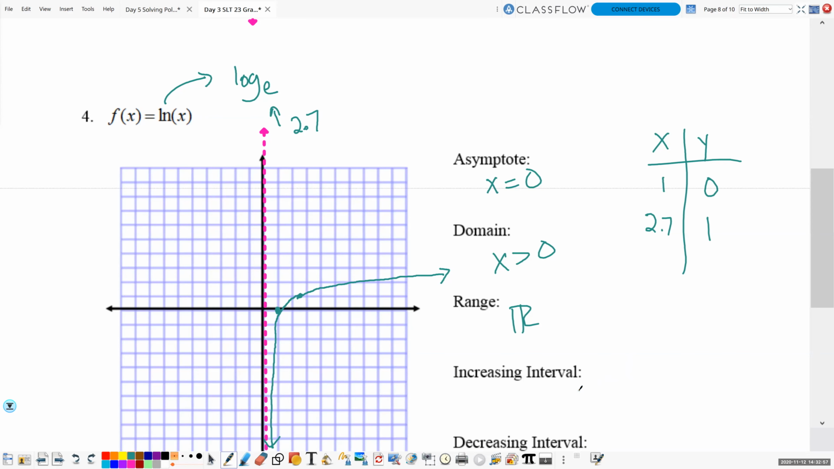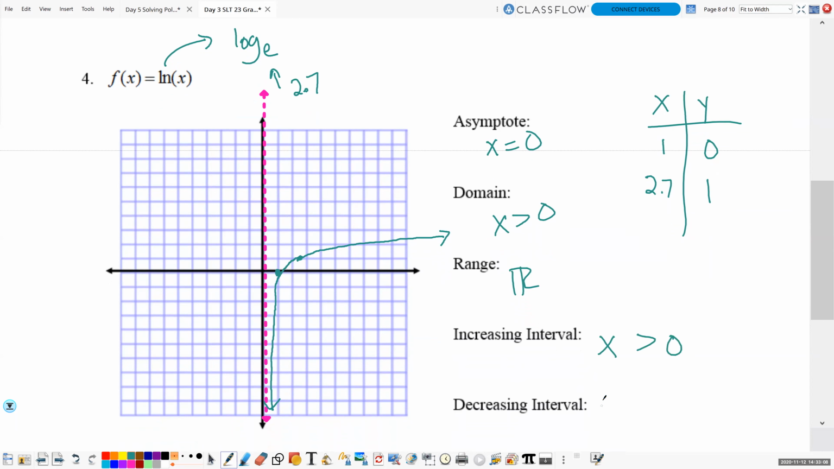Increasing. Is there any page you need me to flip back to? We went kind of fast on some of them. Like all these graphs, they do look kind of similar because if they have a growth base, they look like a growth. If they have a decay base, they go down.